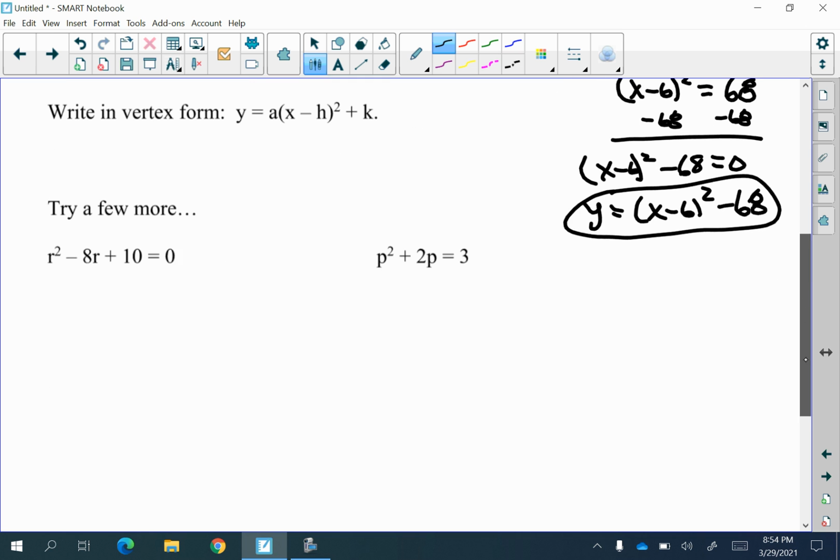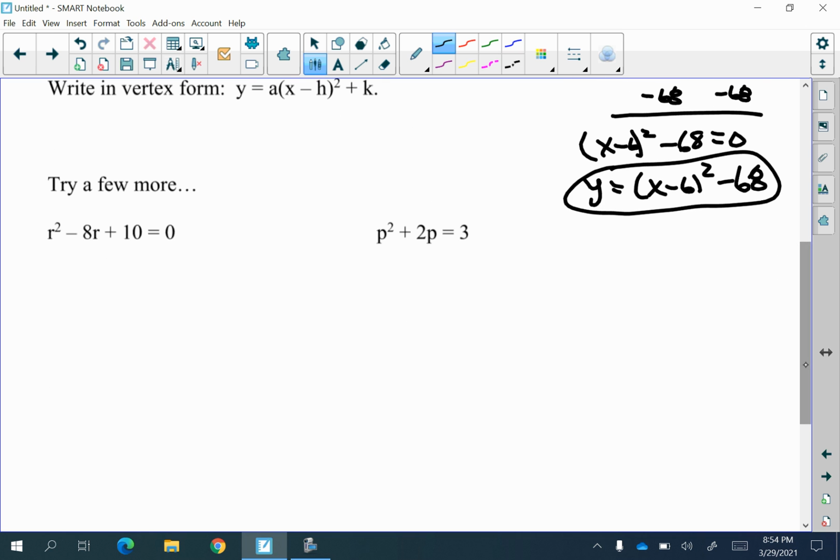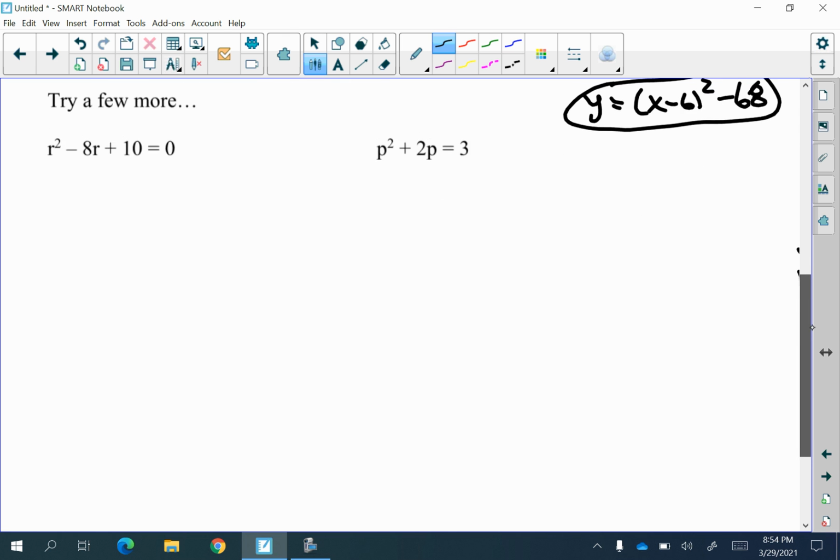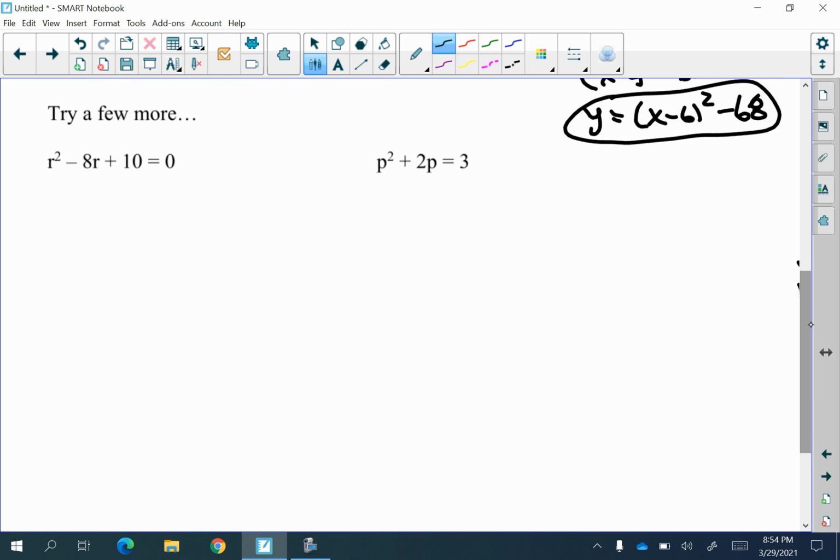So let's try a few together. Again, these are trinomials that are not perfect square trinomials. So we have to make them perfect square trinomials. So again, subtract 10 to both sides to start. Oops, hold on, press a little button here. There you go. Very tough to write with this little pen here.